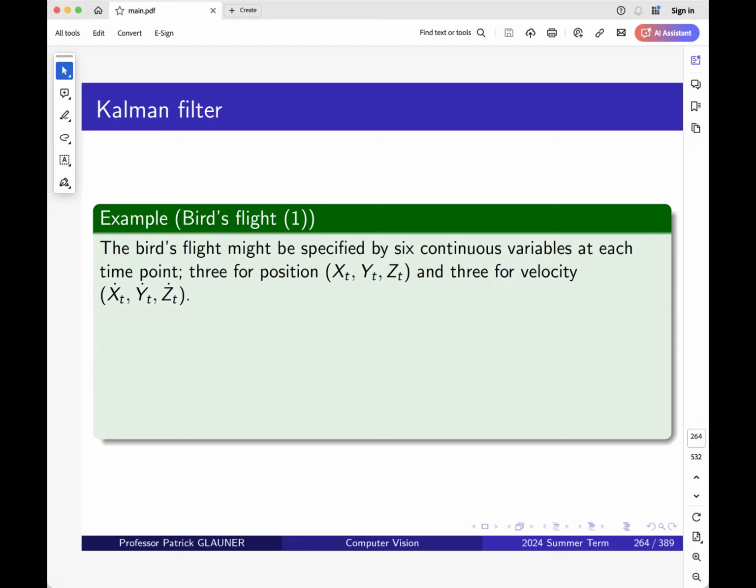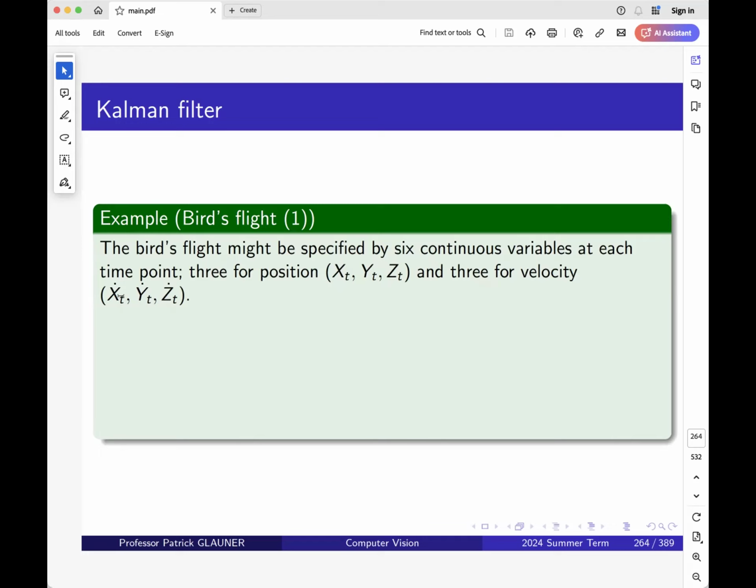Because what we want is to estimate where our bird is, but the measurements, so we see the bird, are uncertain, because sometimes the bird is just hidden behind a tree, and we want to estimate where that bird could be right now. We have 6 continuous variables. 3 of them are the positions in X, Y, and Z, the 3 dimensions, plus we have those 3 velocities.